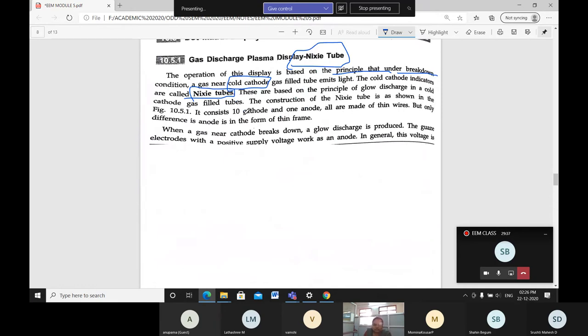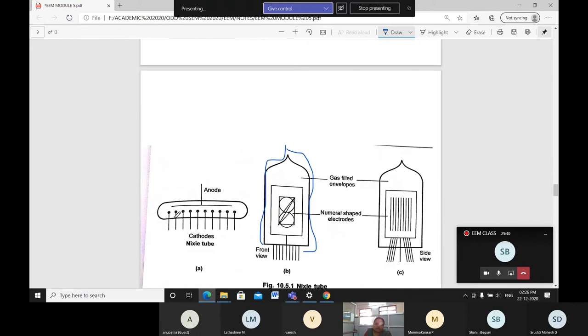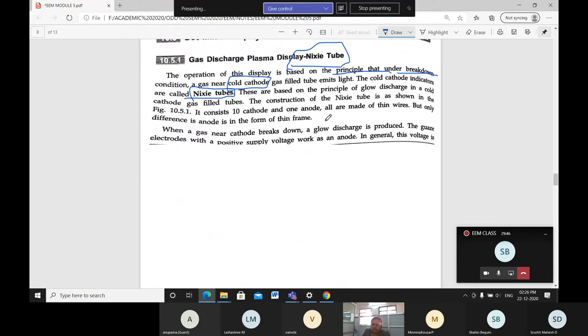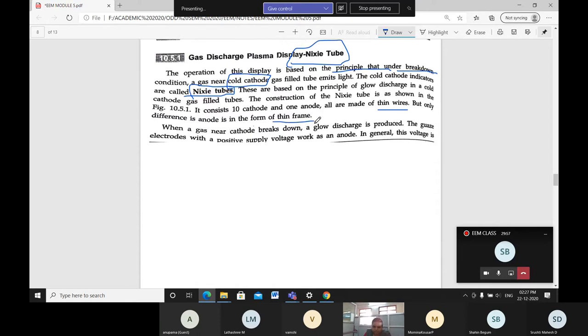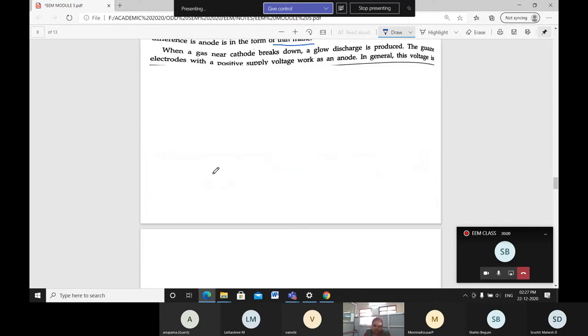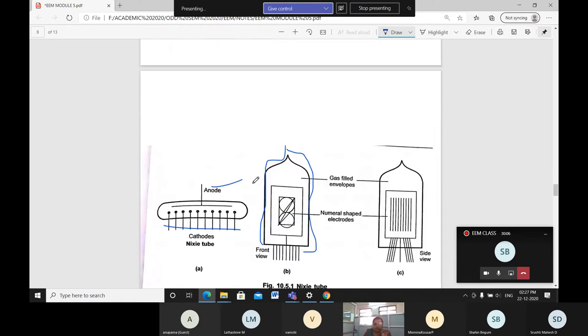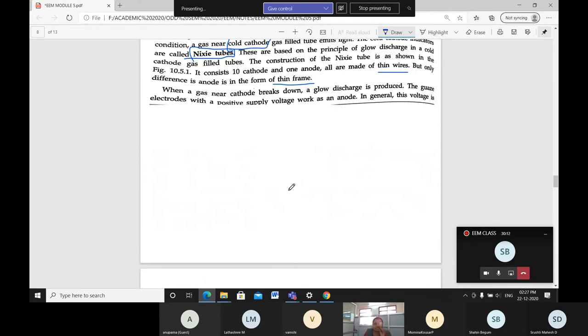It consists of 10 cathodes and 1 anode. Observe here, 10 cathodes and 1 anode. All are made of very thin wires, but the only difference is the anode is in the form of a very thin frame. Then when the gas near the cathode breaks down, the whole gas will be filled within the glass tube. When the gas is near the cathode, it's going to break down.